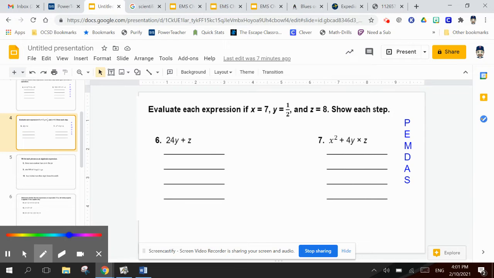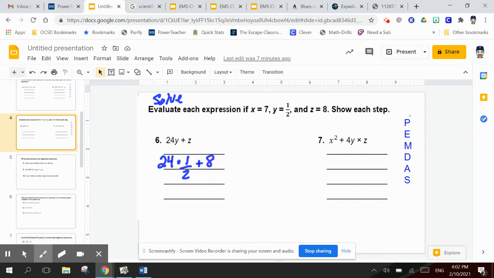And questions number 6 and 7, you have to evaluate or simply solve each expression. If x is 7, y is 1/2, and z is 8. So number 6, I have 24y plus z. So let's take out our variables and put in the values up here. So I have 24 times 1/2 plus 8.